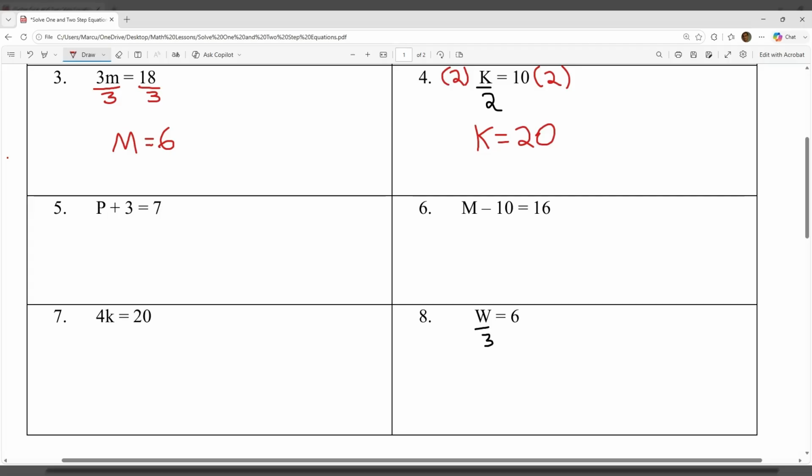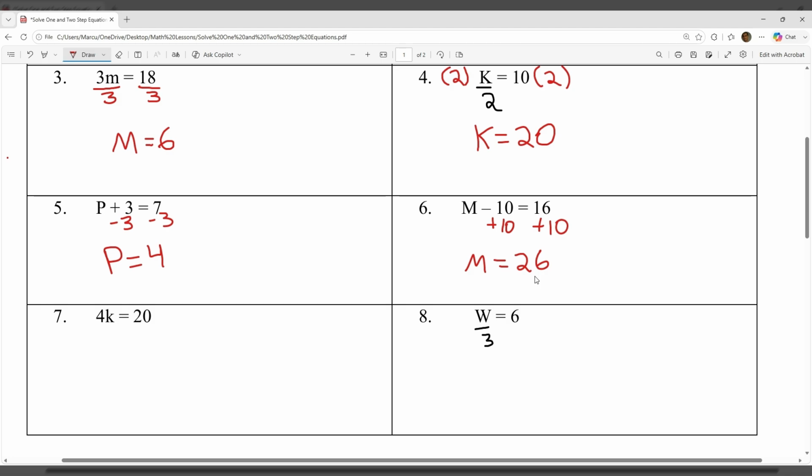Hello everyone, welcome back. Now we're going to go over questions 5 through 8. So for question 5, instead of adding 3, we're going to subtract 3 both sides like this. 7 minus 3 makes 4, and the 3's cancel each other. So b equals 4. Question 6, you have m minus 10. So instead of minus, you're going to add. Again, inverse operation. The 10's will cancel each other. 16 plus 10 makes 26.